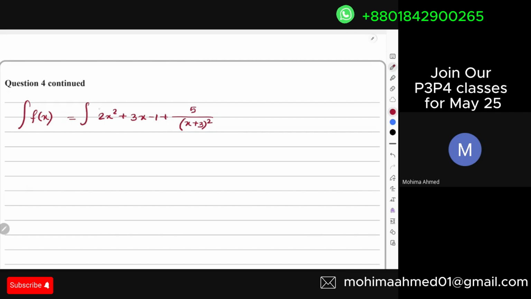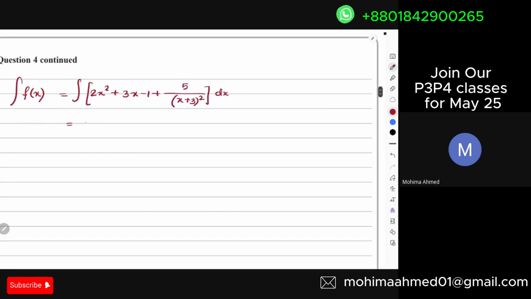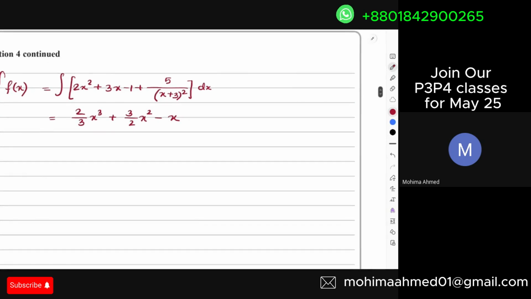So if I do the integration on this, we get basically x power 2 is going to be 3. So you get 2 by 3 x power 3, then 3 by 2 x squared minus x. But for this one, actually, there's a problem. We have this x plus 2 whole square, right? For x plus 2 whole square, even if I want to do, what was that?